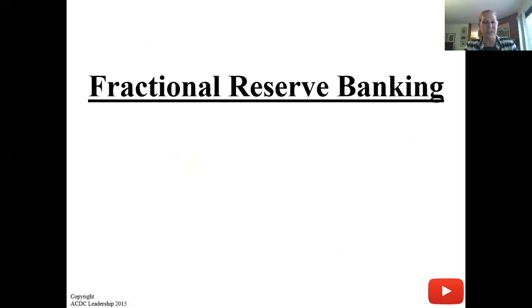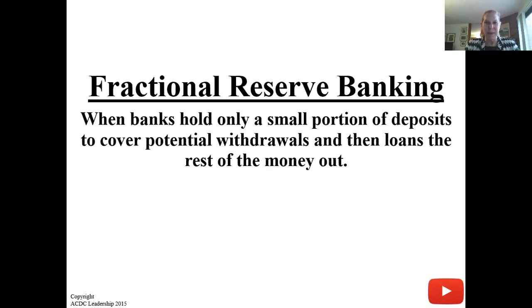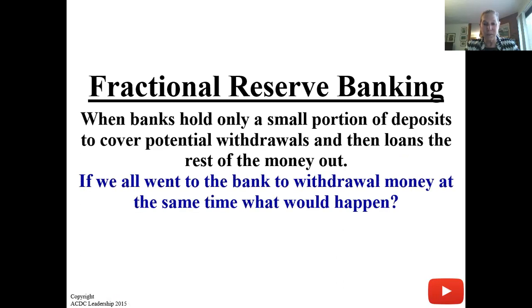Okay, fractional reserve banking. Banks hold only a small portion of deposits to cover potential withdrawals and then loan the rest of the money out. A certain amount of money on deposit is what banks have to retain in order to lend out to other people, or demand deposits. So if we all went to the bank to withdraw money at the same time, what would happen? They'd run out of money. Bank run.